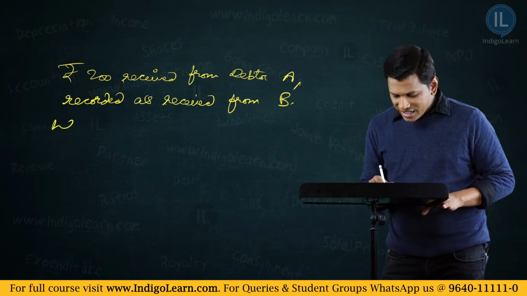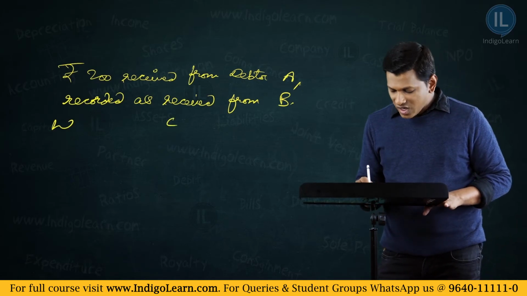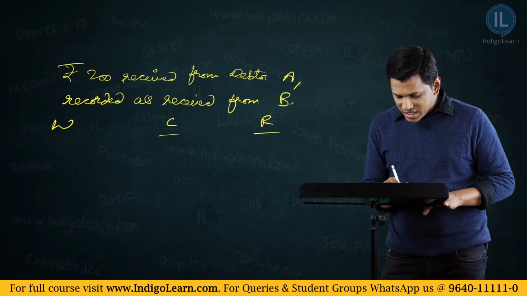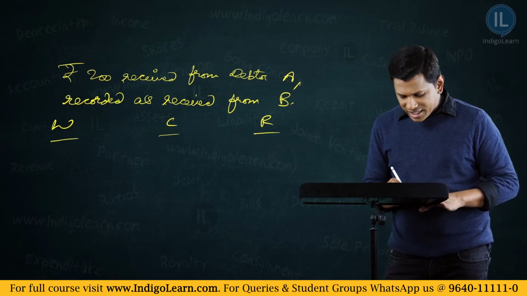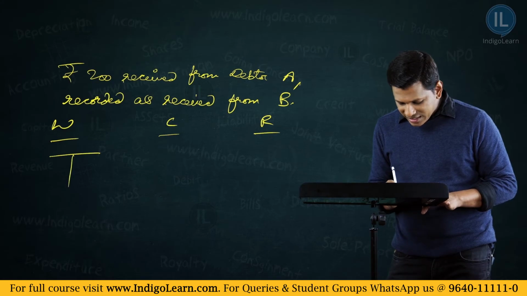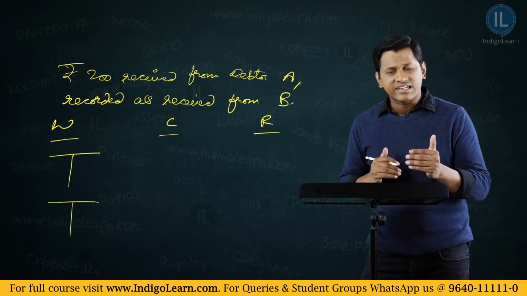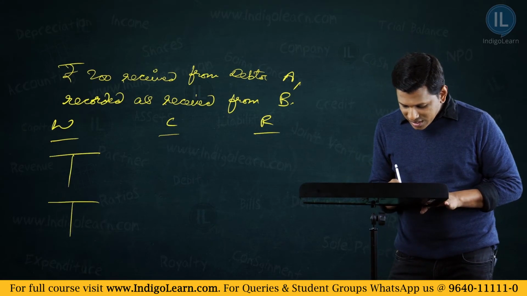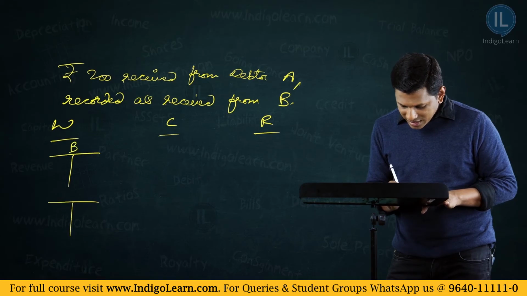So again, let us apply. What is the wrong entry? What is the correct entry? What is the rectification entry? What is the wrong entry? We wrote as if, so I am just showing the entry in the ledger directly. So there was B account and cash account.